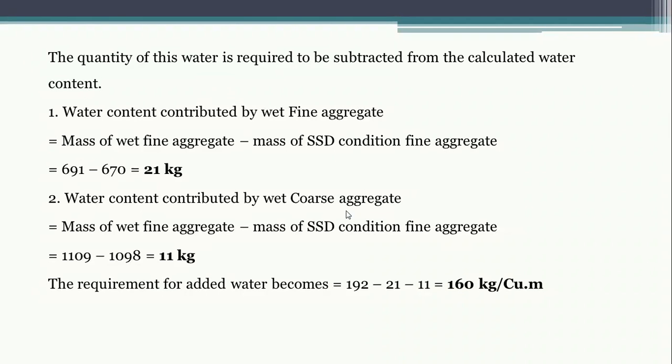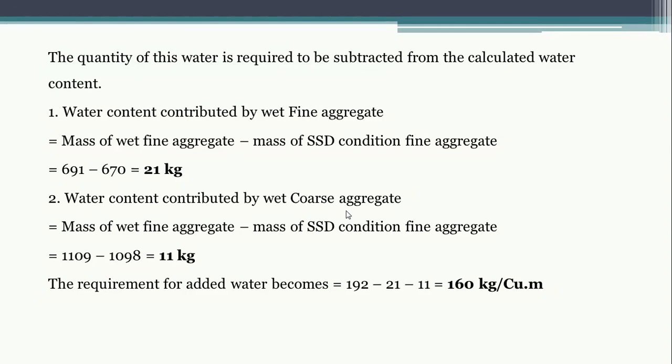So if you keep this in the wet condition and add the same amount of water that we calculated, 192, then there will be a lot of water present in the concrete, which leads to a lot of undesirable properties in strength as well as durability. So that's why we have to reduce the water content by the extra water that we have found out.